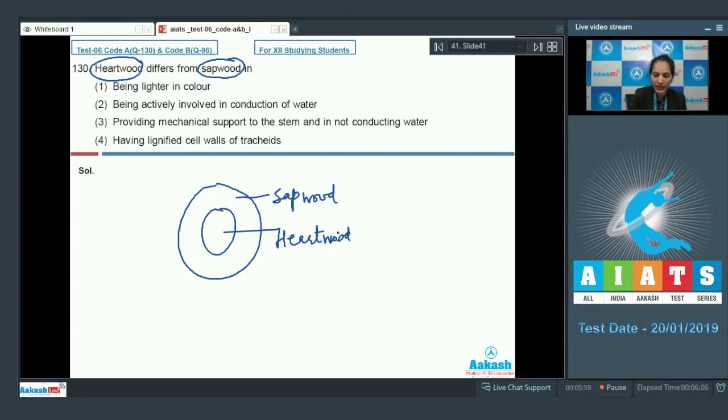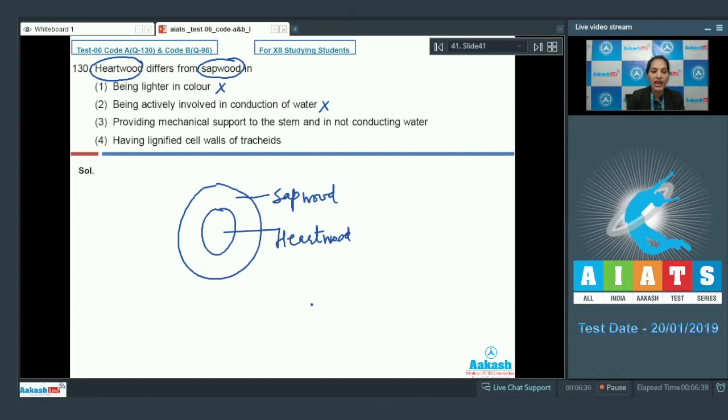And this wood is nothing but the secondary xylem. This sapwood is lighter in color. So first option being lighter in color, no, heartwood is not lighter in color, it is darker in color as compared to the sapwood. Second being actively involved in conduction of water, no. Heartwood is dead due to accumulation of organic compounds, hence it is not used in conduction of water. Sapwood helps in conduction of water. So this option is also ruled out.